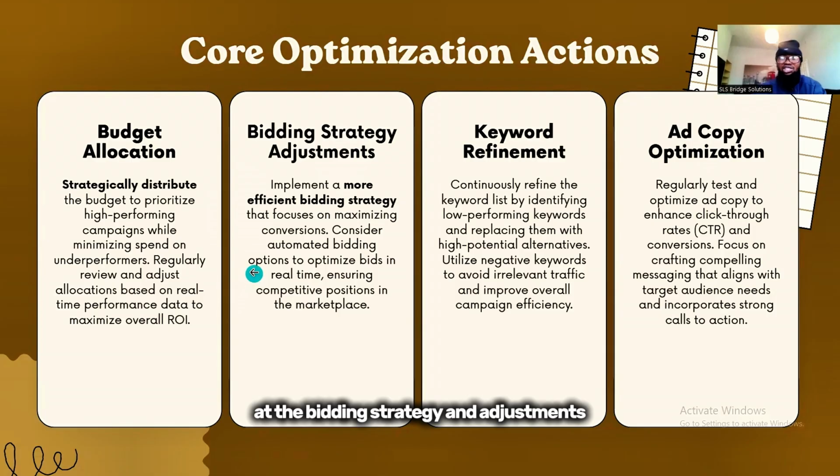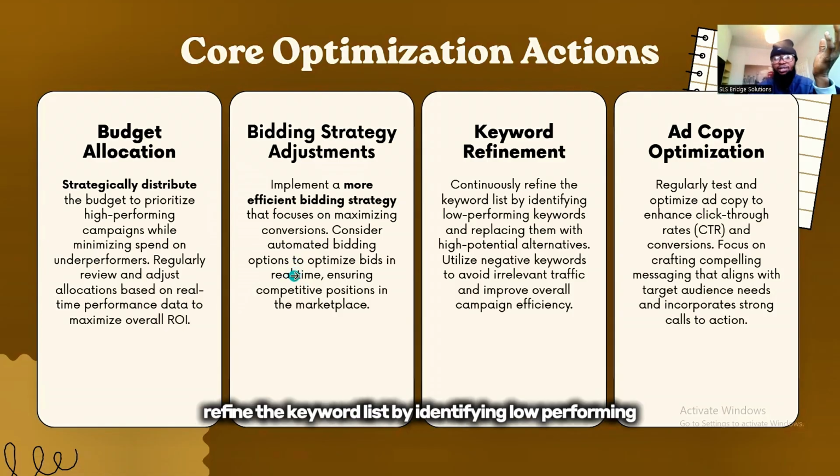So looking at the bidding strategy and adjustments, we are implementing a more efficient strategy that focuses on maximizing conversions. Look at one of the first campaigns, you see that the bidding strategy we were using is the search impression share. And also we need to consider automated bidding options to optimize bids in real time by ensuring competitive positions in the marketplace. And for keyword refinement, continuously refine the keyword list by identifying low performing keywords and replacing them with high potential alternatives. We need to utilize negative keywords to avoid irrelevant traffic and improve overall campaign efficiency.